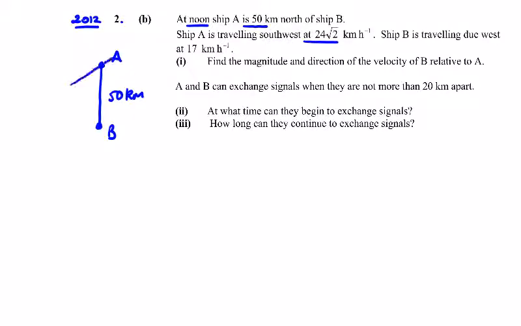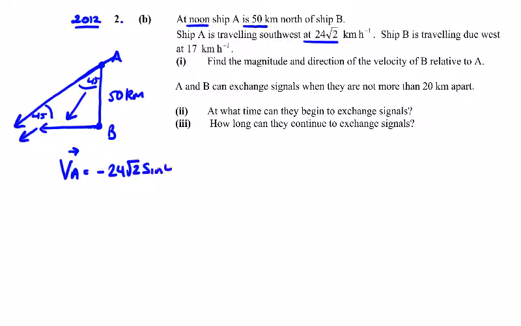Southwest will be along this direction here, which would make this angle 45, which would have the opposite angle 45. B is going due west along here. This would also be 45 for A, so we could take our vector here for the velocity of A. It's going to be into the minus sector if it continues down in this direction. So minus 24 root 2.